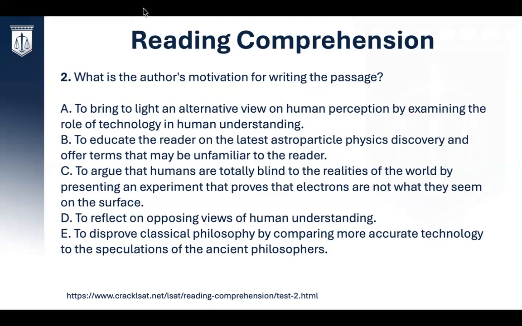C, to argue that humans are totally blind to the realities of the world by presenting an experiment that proves that electrons are not what they seem on the surface. Okay, this is really broad, and it doesn't accurately affect what the writer's views are. While the author does appear to reflect on opposing views of human understanding, this goes way beyond that, right? He's not saying, oh, we can never understand the world, like we're blind to the world. It's just saying that what we can perceive with our eyes and what we can perceive with instruments are sometimes different, right? And so we need both, potentially. They're not actually advocating for a position, they're just explaining.